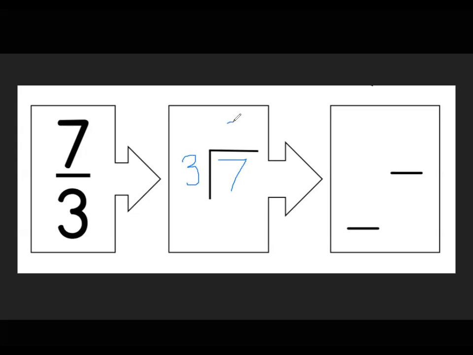We know that we can make 2 groups of 3, and 2 times 3 is 6. So when we subtract, we see that we have 1 left over. So when we go to write that as our mixed number, we have 2 as our whole number, and our remainder is 1, so that becomes our numerator. And then our divisor is 3, so that stays our denominator. So 7/3 is the same thing as 2 and 1/3.